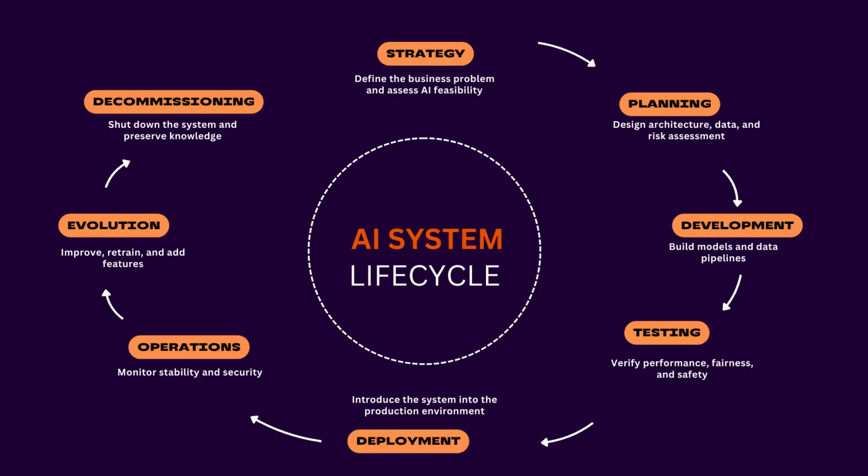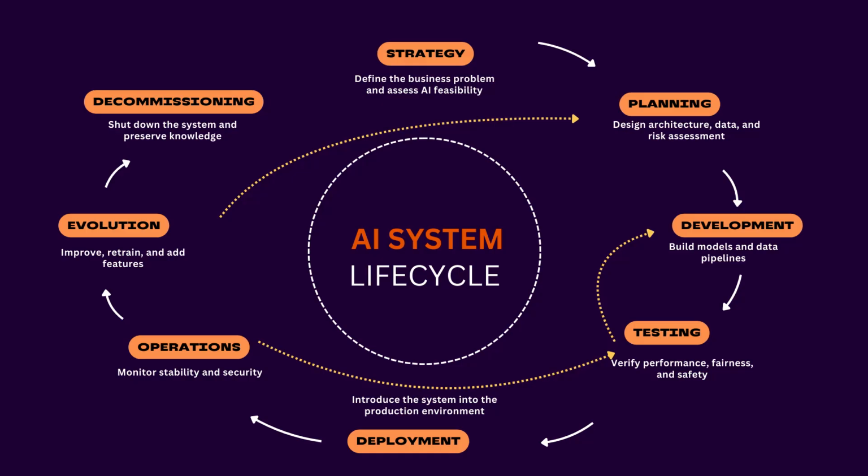And here I want to make an important note. On the diagram, this path looks strictly linear. That's for ease of understanding. In reality, modern AI development is an iterative, cyclical process. For example, monitoring results in operations may show that a model has begun to degrade. That immediately triggers a new cycle, sending us back to development to retrain the model on fresh data.